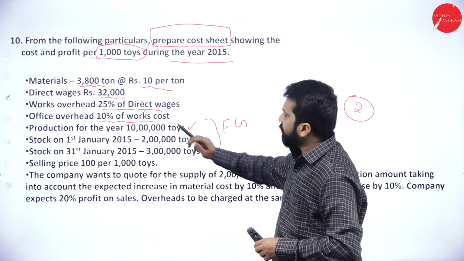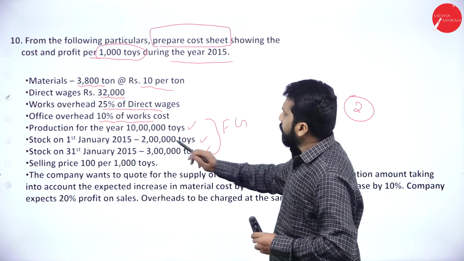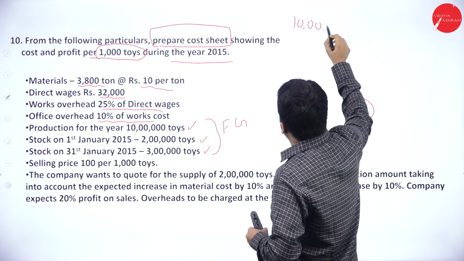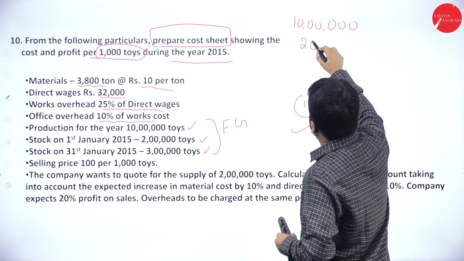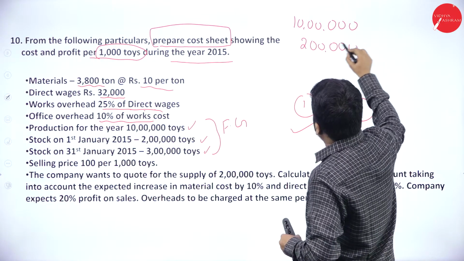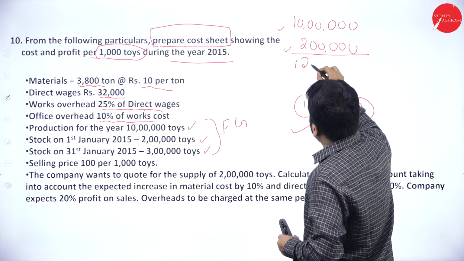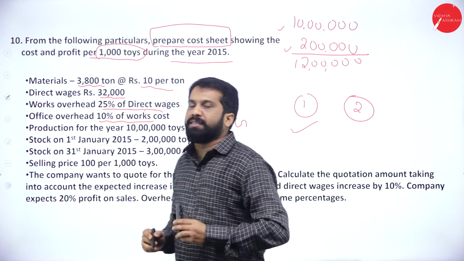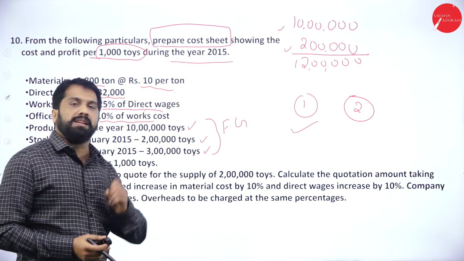Total production, 10,000. What is the opening? 2,000. What is the closing? 3,000. Means you have 10,000, 10 lakh stock, 2 lakh is the opening. So these are the production, these are the opening. Total how much? 12 lakh. So how many units do you have right now? You have produced 10 lakh and 2 lakh you already had.